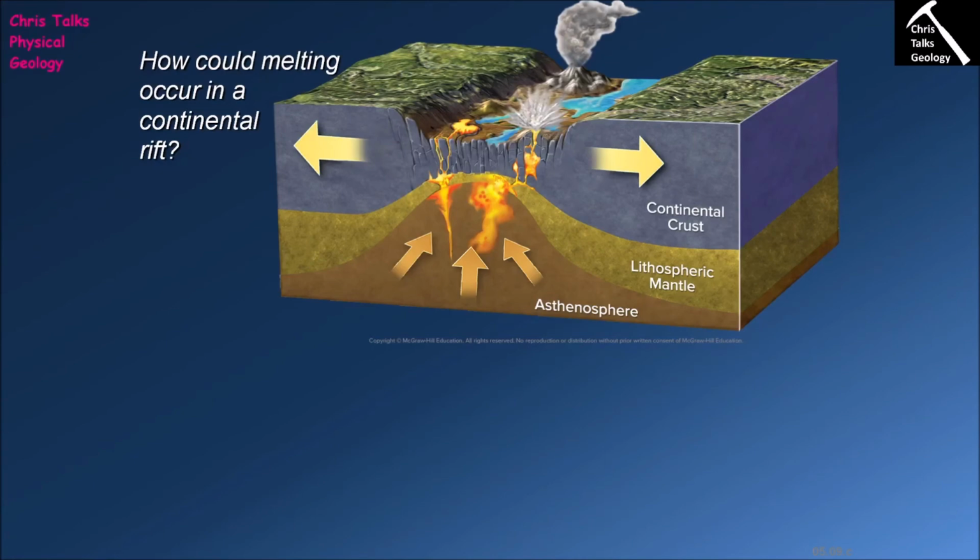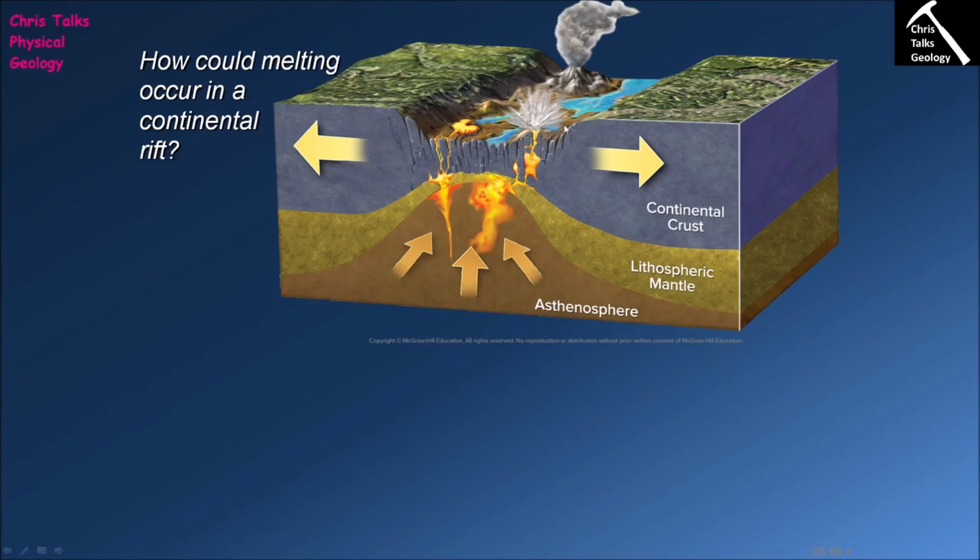So what about the second type of divergent plate boundary, the continental divergent plate boundary? Well, the situation is pretty much the same as the oceanic divergent plate boundary. We have a piece of continental crust here that wants to go off to the right, and a piece of continental crust here that wants to go off to the left.